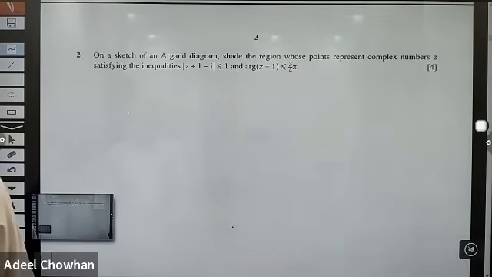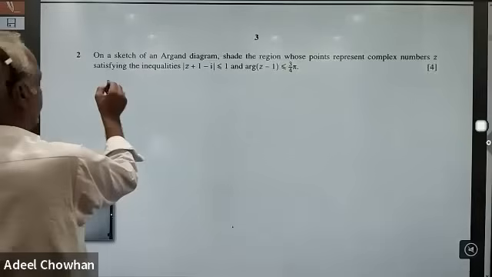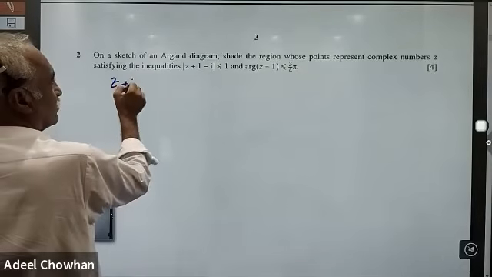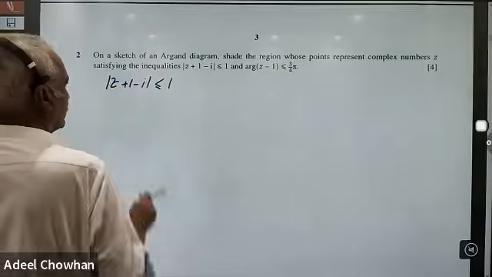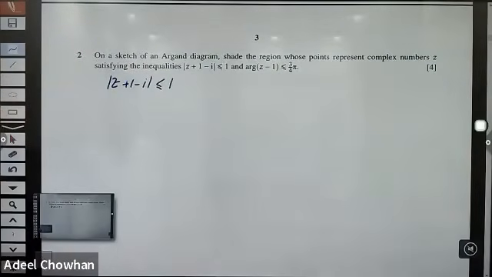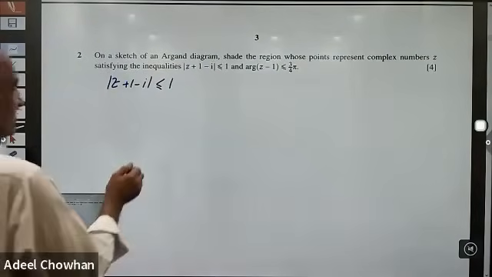On a sketch of an Argand diagram, shade the region whose points represent the complex number z satisfying these inequalities: |z plus 1 minus i| is less than or equal to 1, and argument of (z minus 1) is less than or equal to 3 pi by 4. So first, |z plus 1 minus i| is less than or equal to 1. Because there is a modulus on one side and a constant on the other side, they will be representing a circle there.